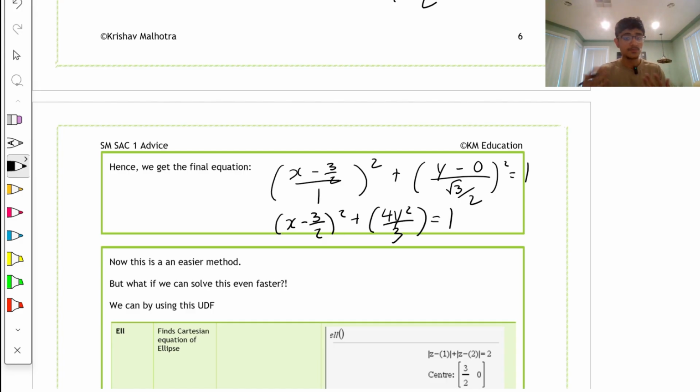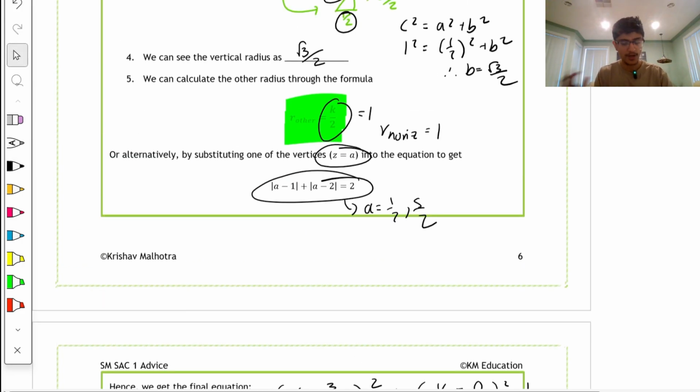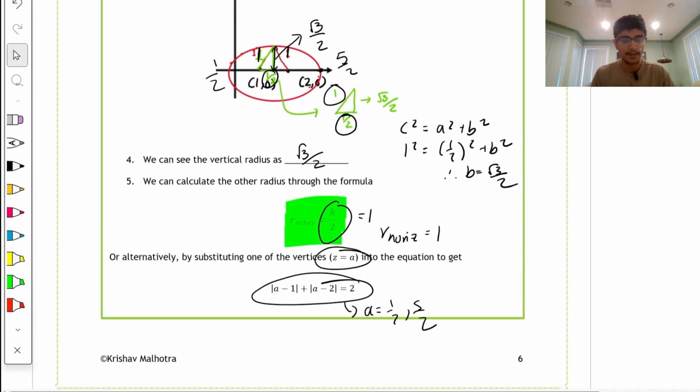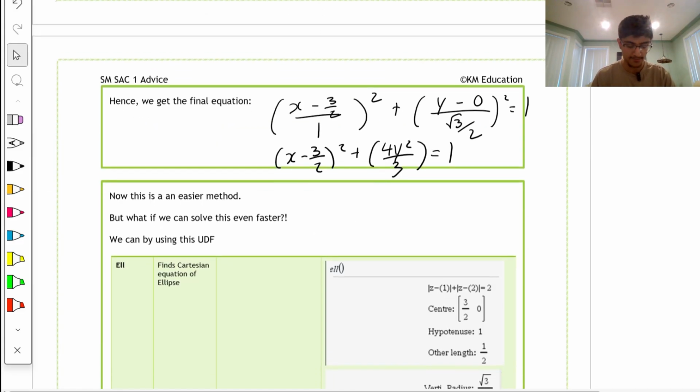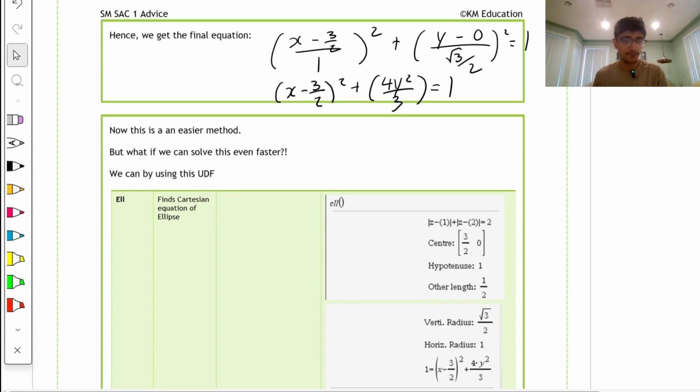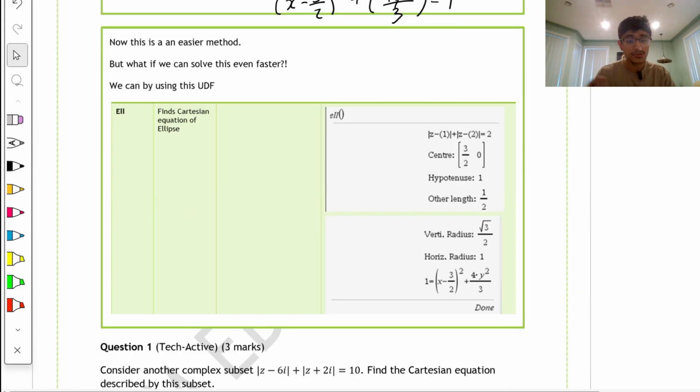So that's how we can solve these types of questions in a simple 5-step process without using expansion and all that. But usually these questions are tech active. So what's actually incredibly useful is using a UDF, a user-defined function. Here is one that I've coded that basically, when you put in the foci and the k value, gives you the Cartesian equation of an ellipse and also shows you the working out. This is very, very useful if you get this question in your SAC.